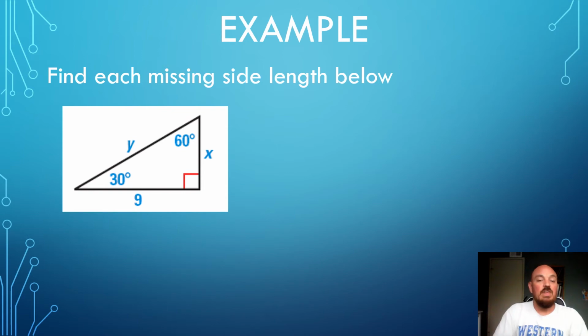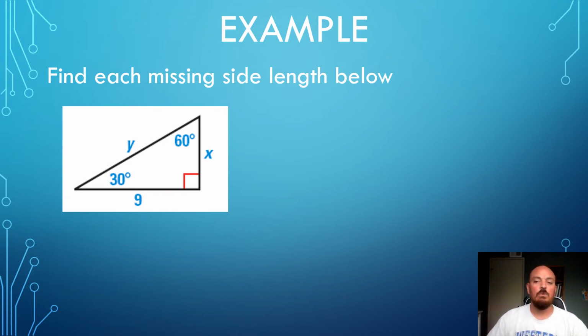We'll find both x and y in this picture here. First of all, it is a 30, 60, 90 triangle. I wrote that very clearly this time. I labeled all the angles. You've got a right angle down there with the red box, and you've got a 30 and a 60. And then I look at the 9. The 9 is the number I gave you.